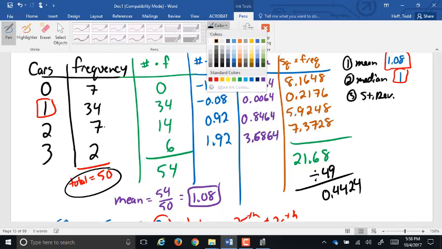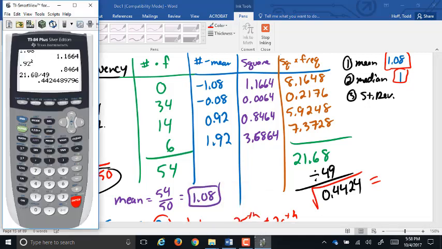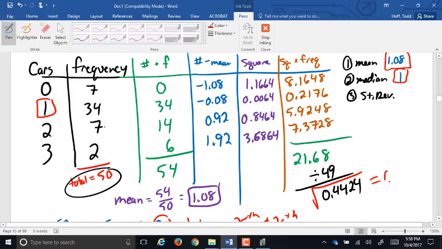And then the final step, square root of that. 0.6652. You may have done 0.67 or 0.665. Any of those three I would accept.